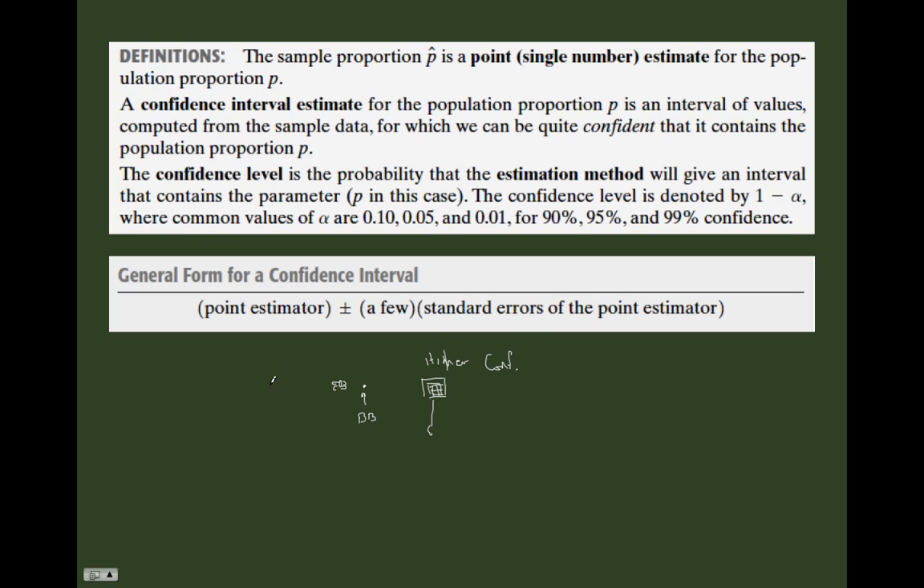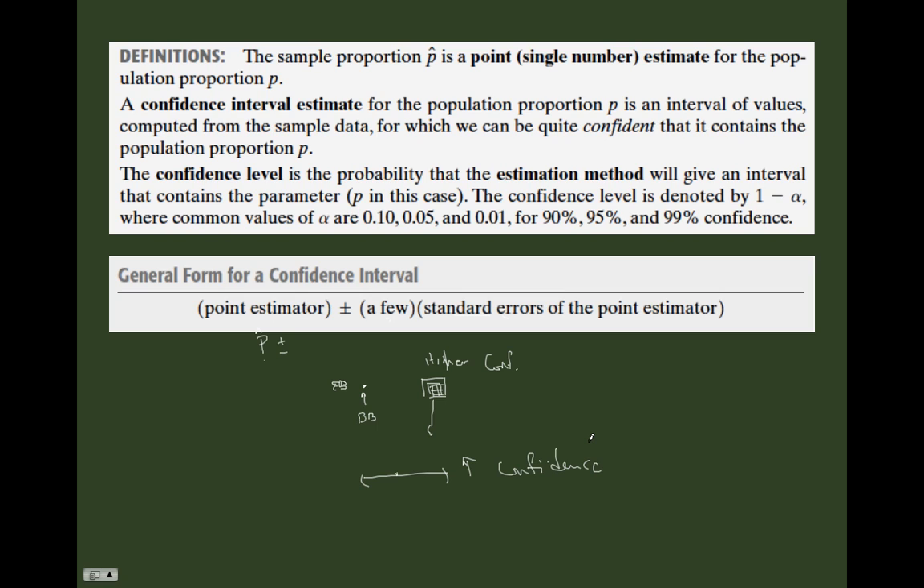In the same sense, when we take our point estimator, in this case p hat, that's the BB, and then we add and subtract a few standard deviations or standard errors, and what we create instead of a point estimate or a single point is an interval of possible values, thereby increasing the confidence. Now there are going to be some specific formulas we do to establish the actual level of confidence, but this is the basic idea. So a confidence interval estimate for the population proportion is an interval of values. It's a set, rather than a single value. And we can be quite confident that it contains the actual true population proportion.